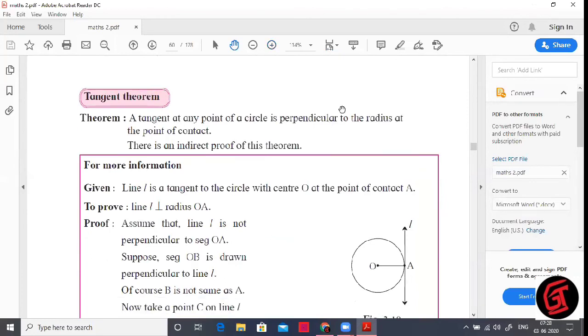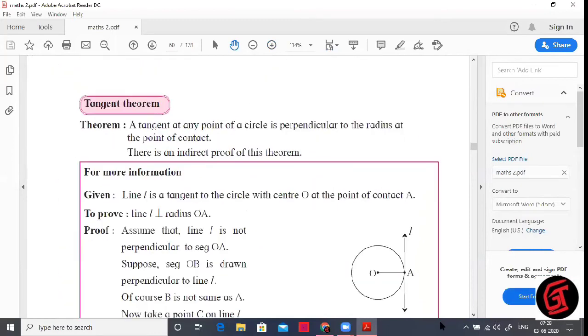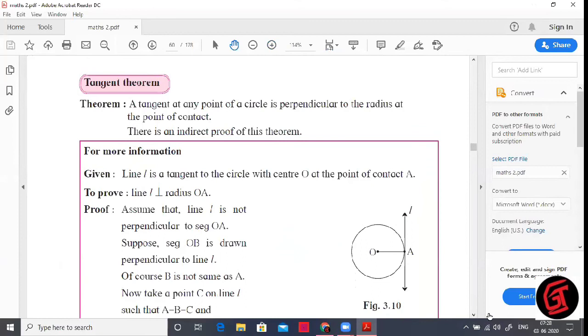We are doing the first theorem of this chapter, and we call it the tangent theorem. We are using the method of contradiction in this theorem. Let me write this word first. What is the meaning of the word contradiction? Does anyone know the meaning of this word? Please unmute and tell me. Nobody knows. Okay. Contradiction means what?